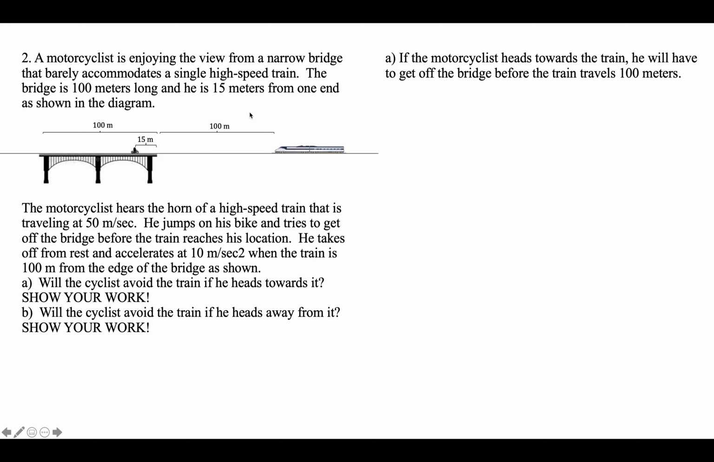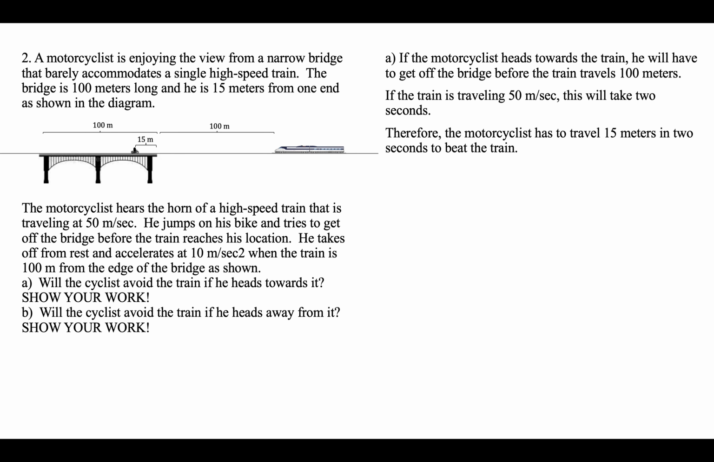If the motorcycle heads toward the train, he'll have to get off the bridge before the train gets to this end of the bridge, before the train travels 100 meters. The train is going 50 meters every second. That's going to take 2 seconds for the train to get there. So the question we have now is, how far can the motorcycle get accelerating from rest at 10 meters per second every second in 2 seconds? He's got 2 seconds to beat the train.